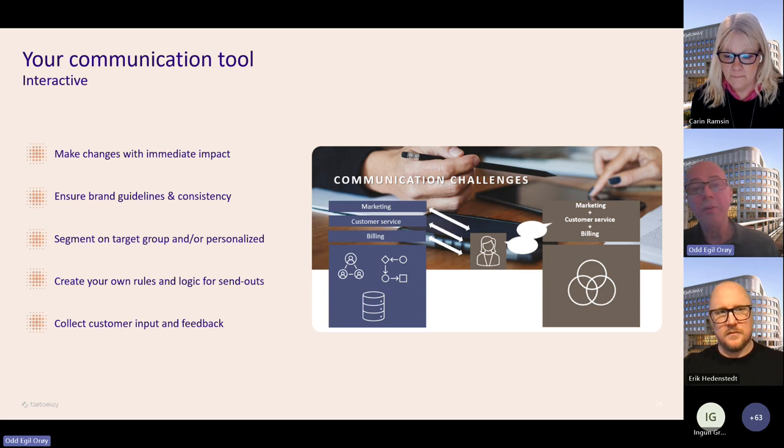So you can segment on target group or on personalized. By using this, you can also create your own rules and logic for sendouts and personalization. It will make it possible for you to collect customer input and feedback. This tool can be used by all departments in your company, facilitating cooperation without having to change already existing systems, processes, and shortcutting dependencies to the IT department and such. By having Interactive just added as an overlay, you get better transparency and control of all outgoing communication.